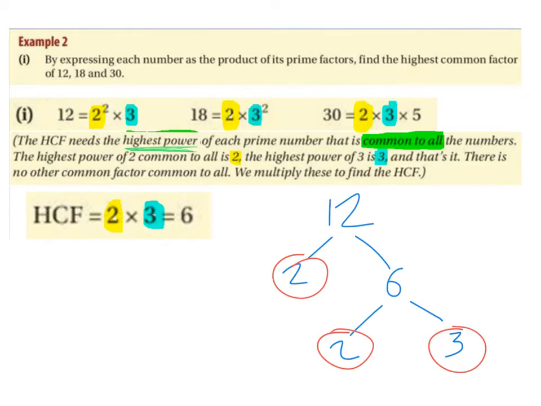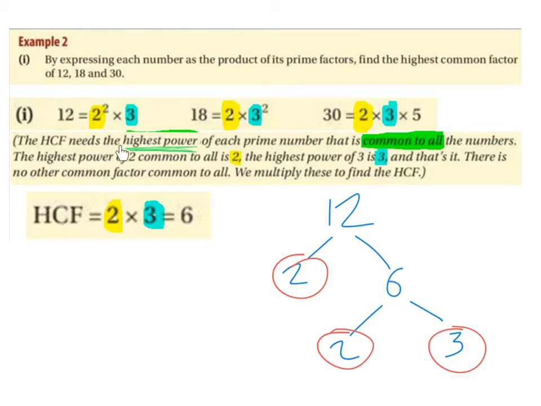In the same way, 18 can be broken down as 2 times 3 times 3, which is 2 times 3 squared. And in the same way, 30 can be broken down as 2 times 3 times 5. The HCF, which is what we're looking for, the highest common factor, needs the highest power of each prime number that is common to all the numbers. So the highest common factor is the highest power common to all.